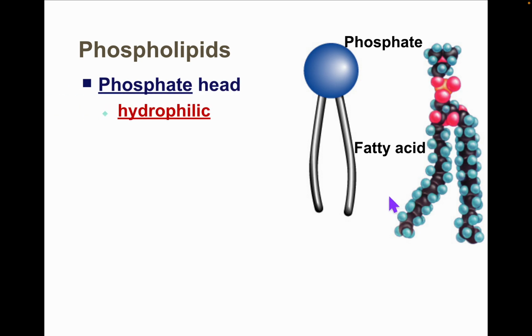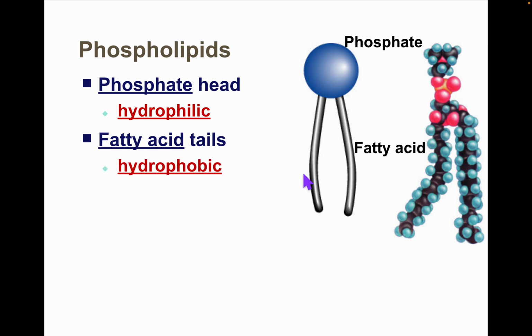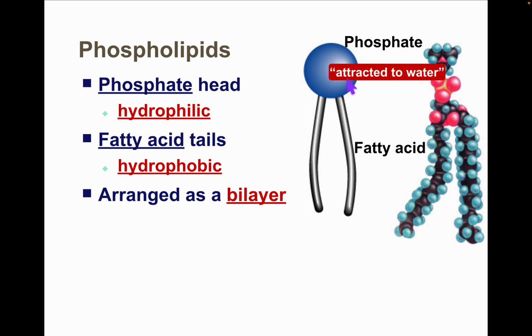So the phosphate head is what we call hydrophilic. We've talked about hydrophilic before. That means it is polar and water loving. The fatty acid tails are hydrophobic because they are nonpolar, so water fearing, and that actually is really vital to the whole structure. Because of this, the phospholipid, our cell membrane, is arranged as what we call a bilayer, two layers. So we have this phosphate head up here attracted to water. This is repelled by water.